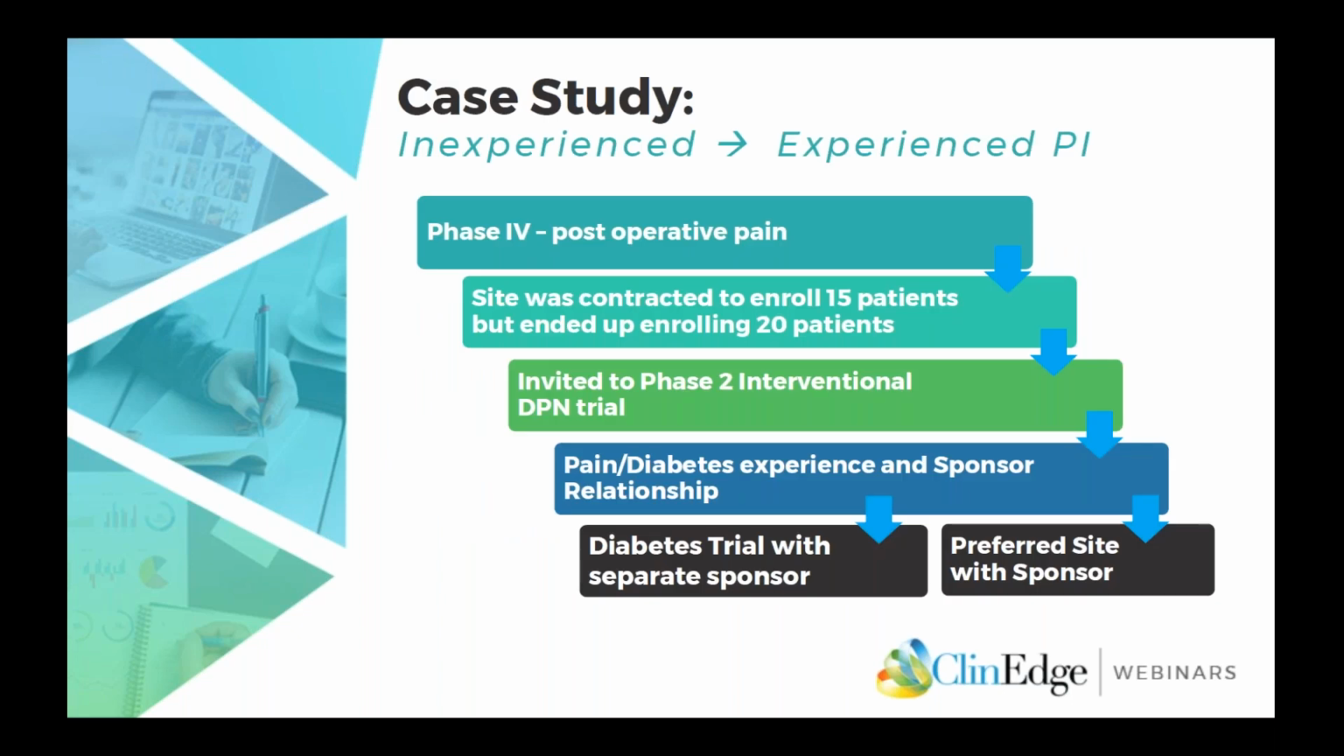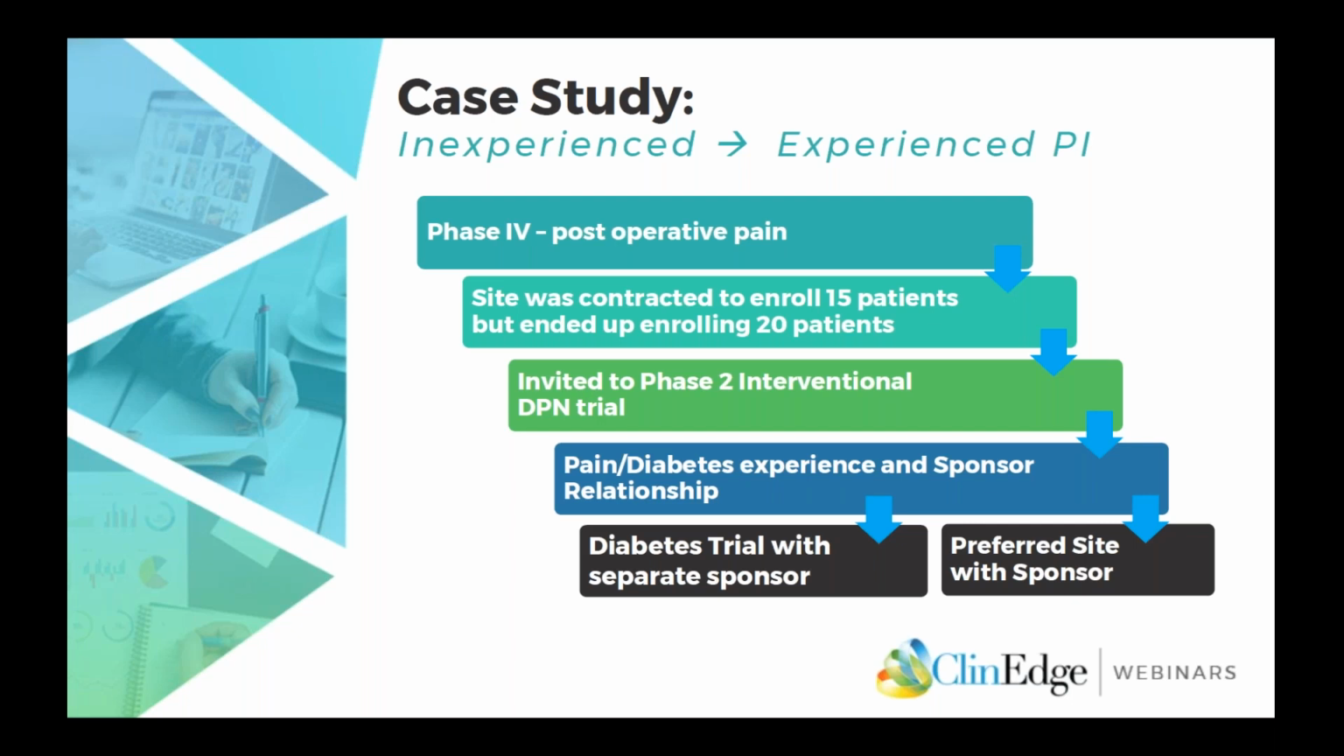So now we're just going to go over a quick case study of what we've seen with an experienced PI we've worked with pretty recently. They were struggling to get their foot in the door in research, and they decided to take on this phase 4 postoperative pain study with a sponsor. They were very quick in their feasibility turnaround time, and generally pretty good at communication. They had the patient population. They were contracted to enroll 15 patients and ended up enrolling 20. The sponsor was very impressed with how quickly they got started up and how well they enrolled.